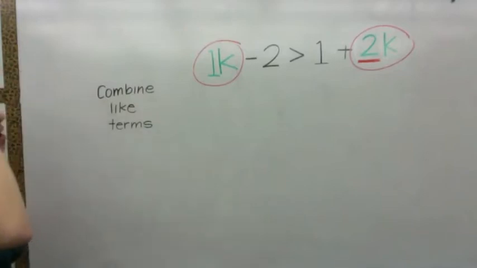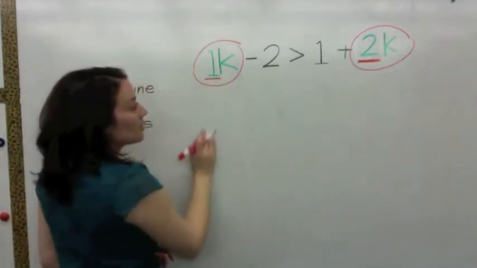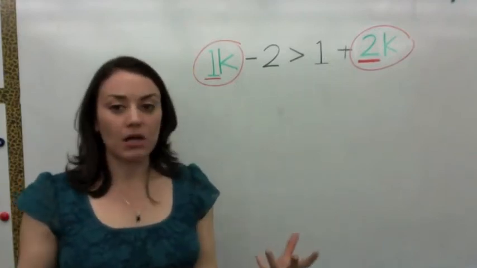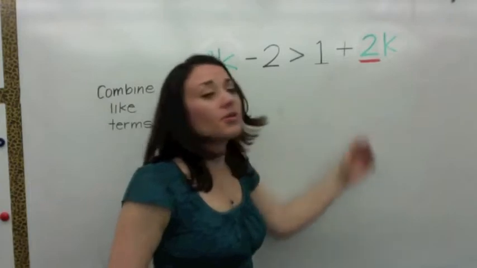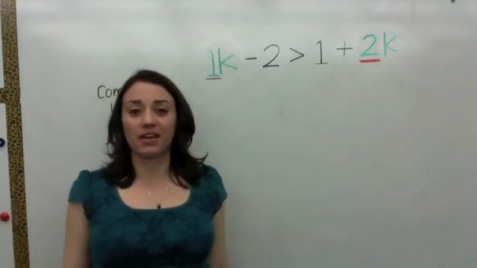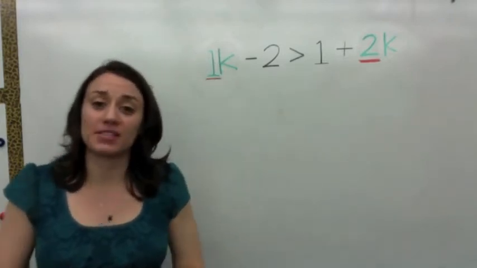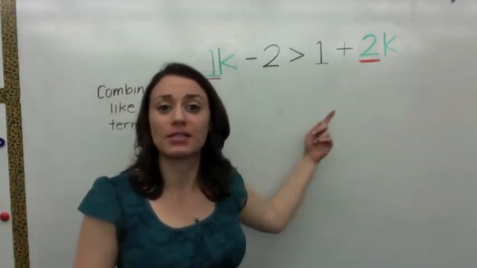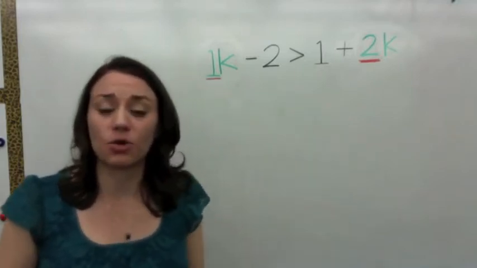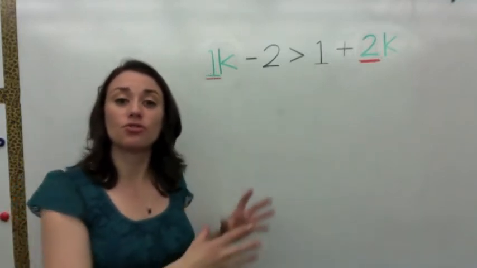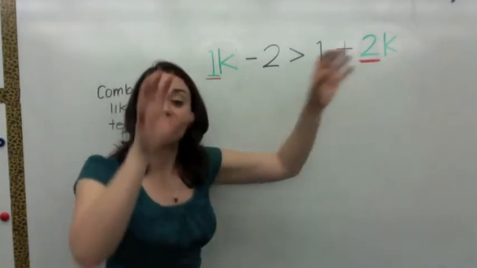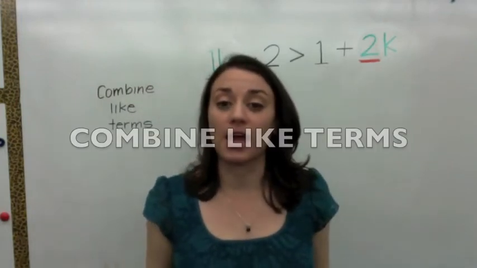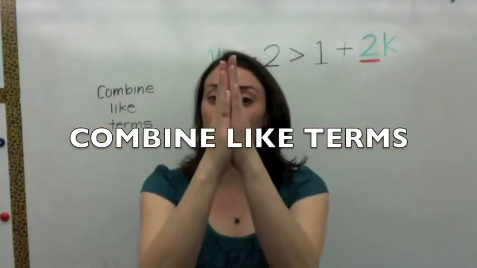Okay. All right, so let's take a look at the coefficients. Remember, you have 1K and 2K. How do we start to solve this? Well, you see 1K and 2K, they're part of the same family. They want to get back together because they need to reconnect. They got separated. They're on different sides of the inequality. So whenever you have two terms, but they're on opposite sides, you have to say, combine like terms.